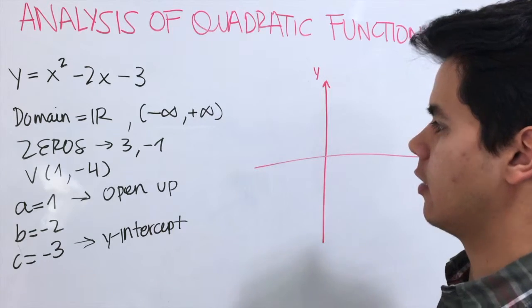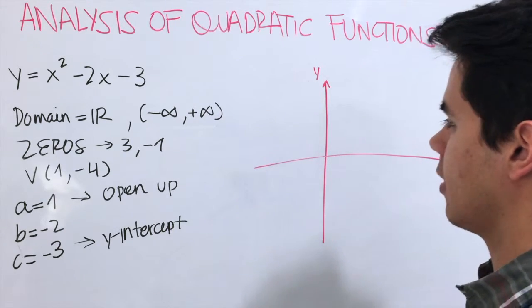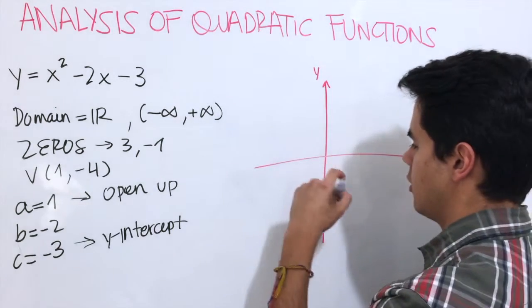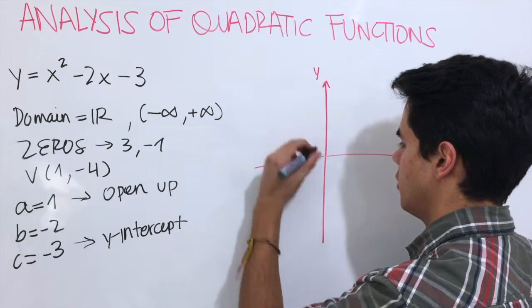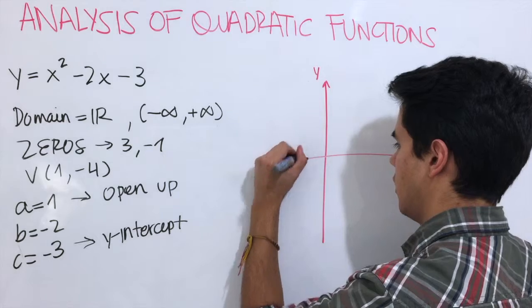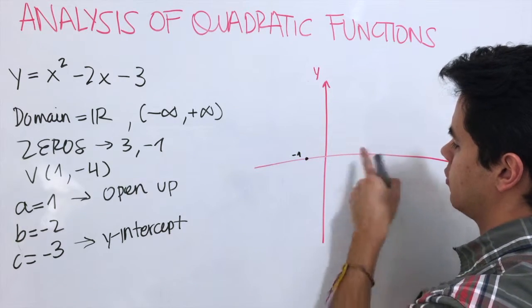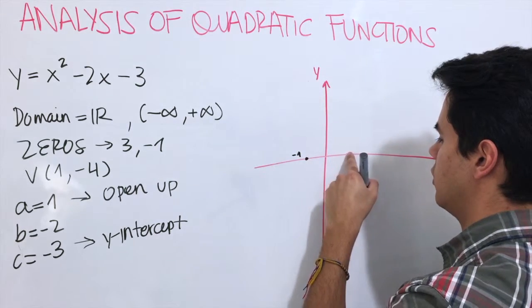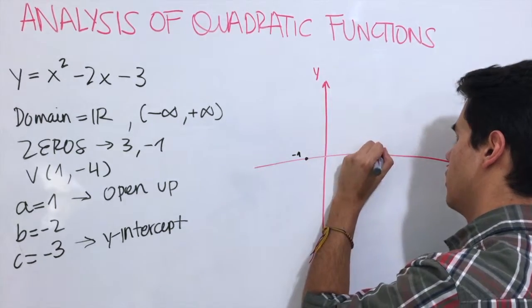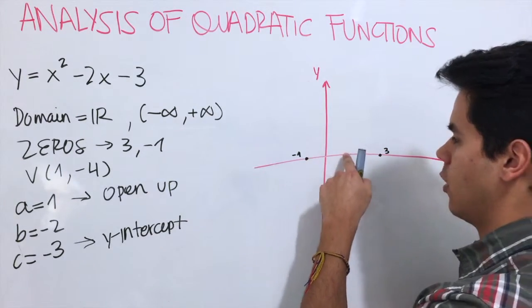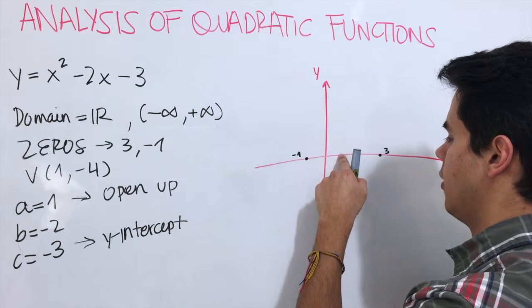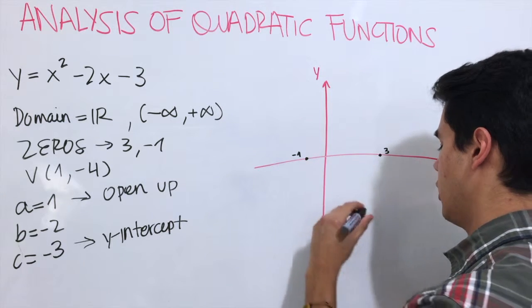Finally, let's try sketching the function with all the data that we already collected. So we know that our zeros are going to be 3 and -1. So I'm not going to draw a scale, but let's pretend this is -1. And 3 times that to this side is going to be 3. So 1, 2, 3. Our vertex, which is at +1, -4, so +1, 1, 2, 3, 4.